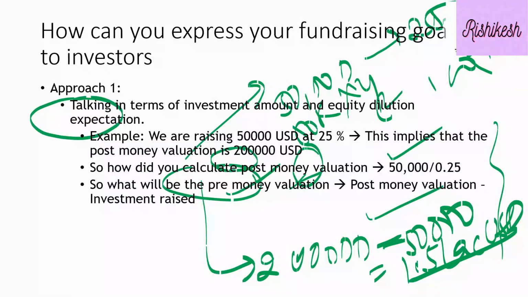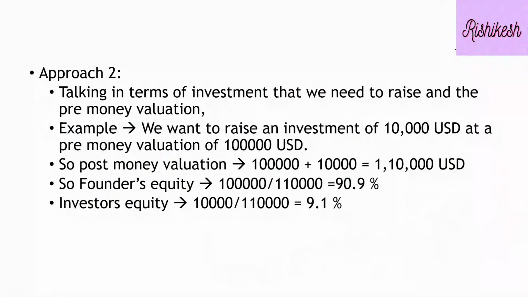That is, you talk in terms of the investment that you want, and you tell that this is the amount of equity that I can dilute for raising this amount of investment. That is, I can give it to you for getting this much amount of money from you. The second approach is that you talk in terms of the investment that you need to raise, and you talk about your pre-money valuation. So you talk about the investment and then you talk about the pre-money valuation.